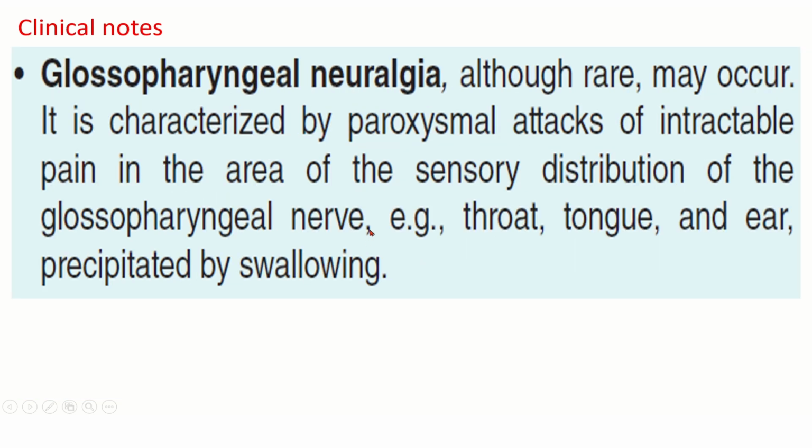Then glossopharyngeal neuralgia, very rare, is characterized by paroxysmal attacks of intractable pain in the area of the sensory distribution of the glossopharyngeal nerve, for example the throat, tongue, and ear, precipitated by swallowing.